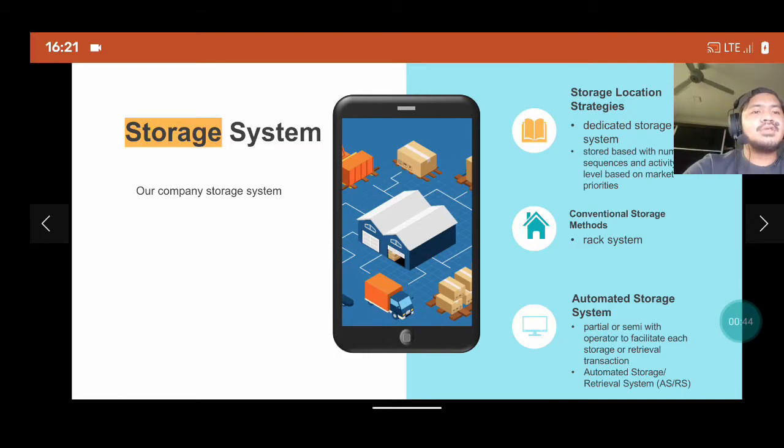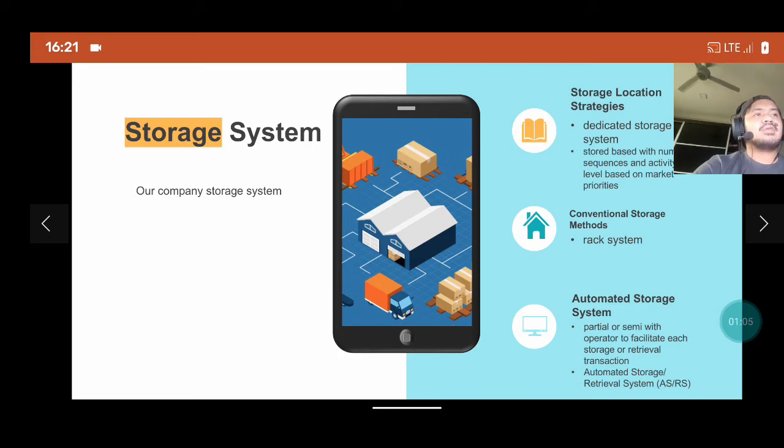For our storage system, we utilize a dedicated storage system. We store our material or raw material based on its number sequence and activity level, which is also based on market priorities. The most conventional storage method that we can think of is the use of the rack system.